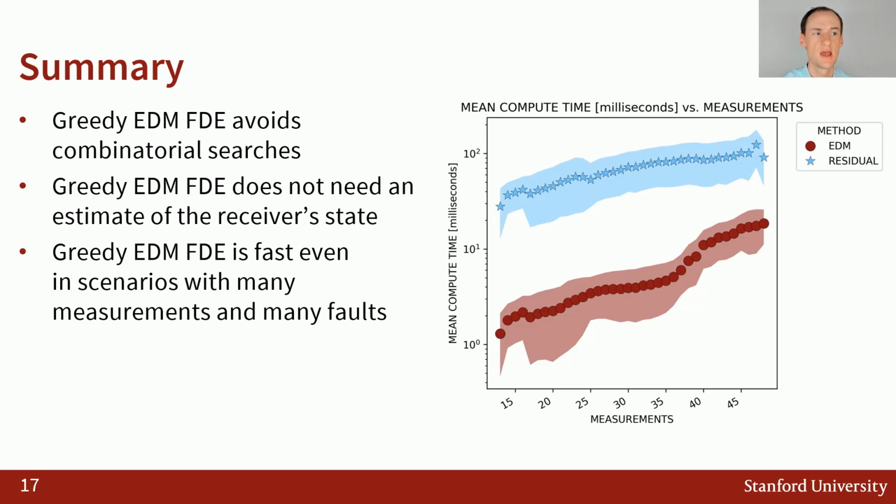So in summary, I've explained how you can use Euclidean distance matrices in a greedy FDE algorithm in order to decrease the computation time of fault detection and exclusion in the presence of many measurements and many faults. This greedy EDM method avoids combinatorial searches. There's no need to calculate explicitly the receiver's state at any point, and it is fast even in the scenario of many measurements.